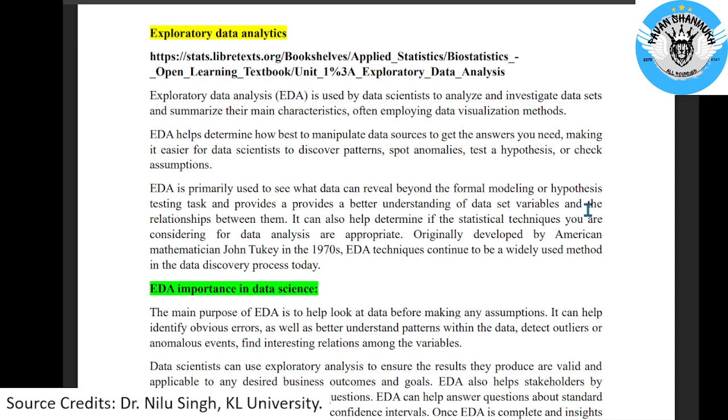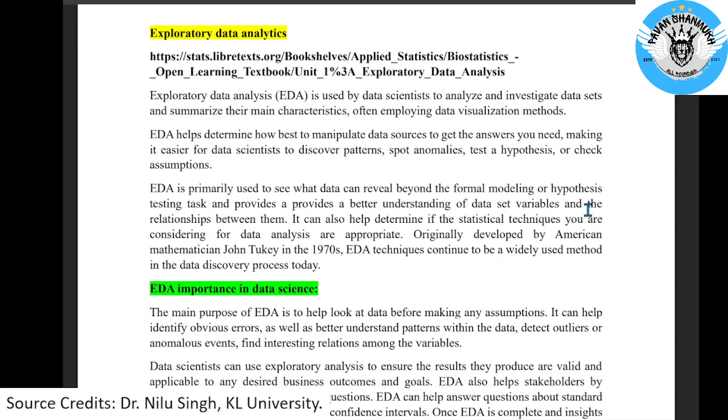And basically, it is used to see what data can reveal beyond the formal modeling. So basically, we used to have some assumptions. We shouldn't stick to those assumptions. We have to think differently, so that based on this particular data, can I go beyond my assumptions? That is where exploratory data analysis plays football and cricket with the data.